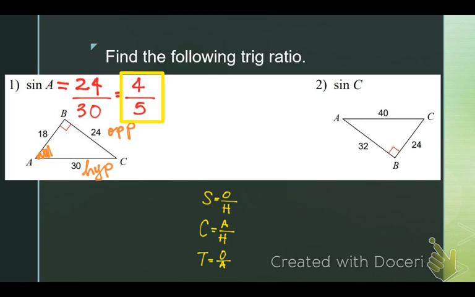Number 2 says find sine from C. So what is opposite of angle C? 32.